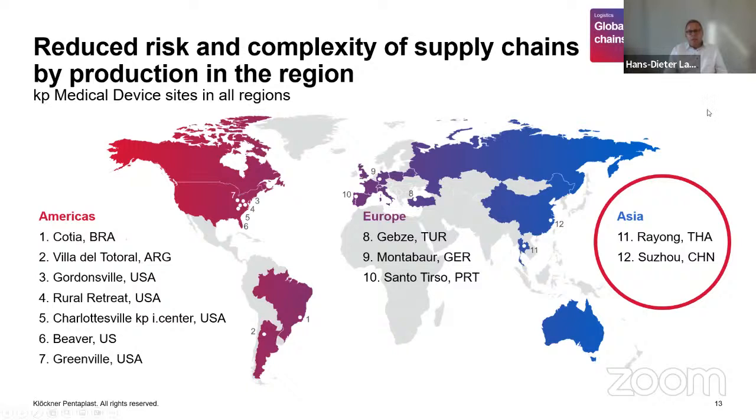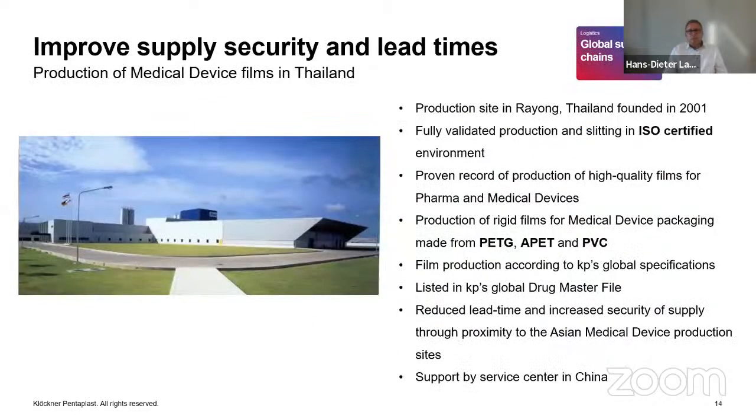Therefore, KP has decided to set up medical device production at our site in Thailand. This site was founded in 2001. It has fully validated production and slitting, in an ISO certified environment. We have been producing pharmaceutical films for the last 20 years and have a proven record of high quality films. Now we can offer medical device packaging made from PETG, APET, and PVC, following our global specification. It is listed in the Global Drug Master File.